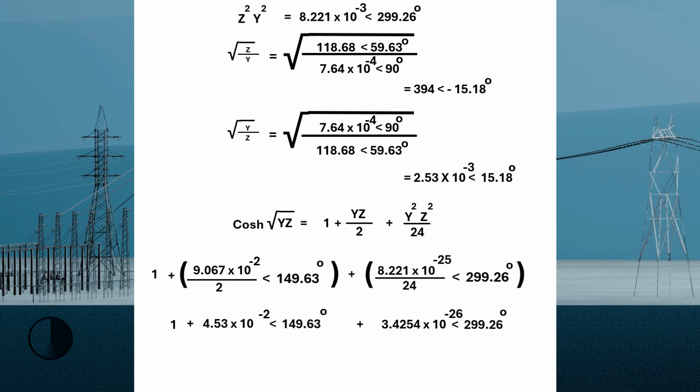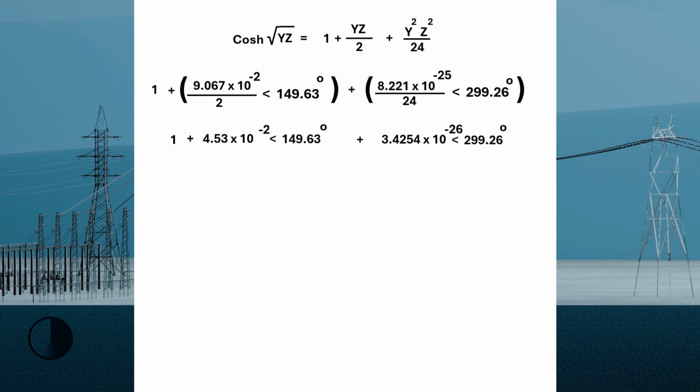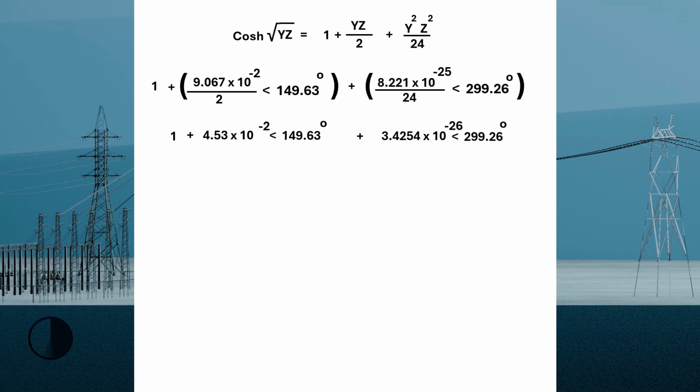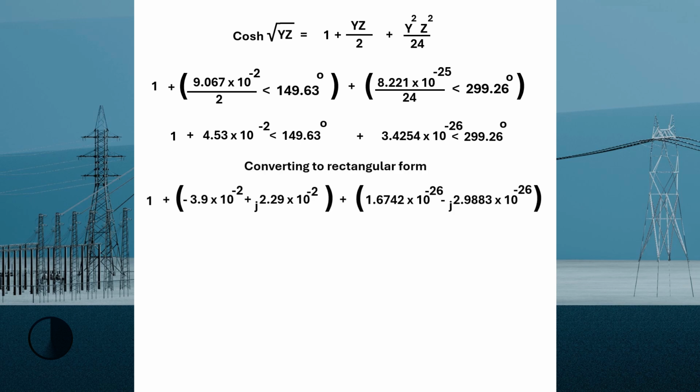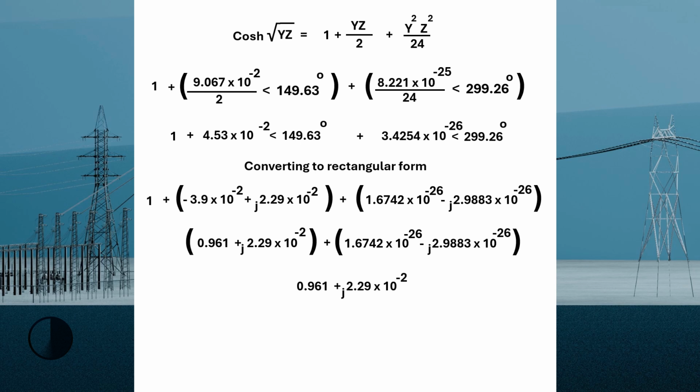So when we slot our value in here, we will have this here. Again, in order to add both ends here, we will need to convert from polar form to rectangular form. When converted, we will have this here. So the addition of all these complex numbers in the rectangular form here will be 0.961 plus j 2.29 times 10 raised to power minus 2, and when converted back from rectangular form to polar form, our answer will be cosh square root admittance multiplied by impedance will equal to 0.9612 at an angle of 1.365 degrees.